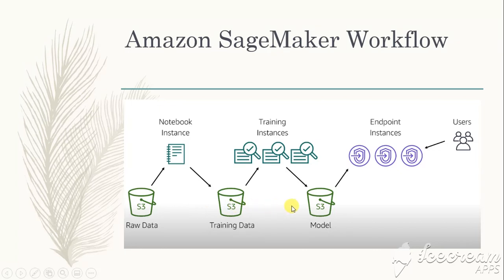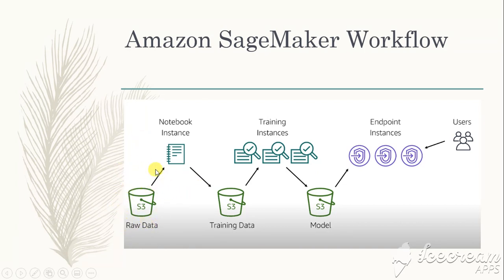You can see there are three S3 buckets. Why are we using the S3 bucket? It's the lowest-cost data storage device. You do have to pay, but it's a low-cost data storage device. So you are storing your raw data.